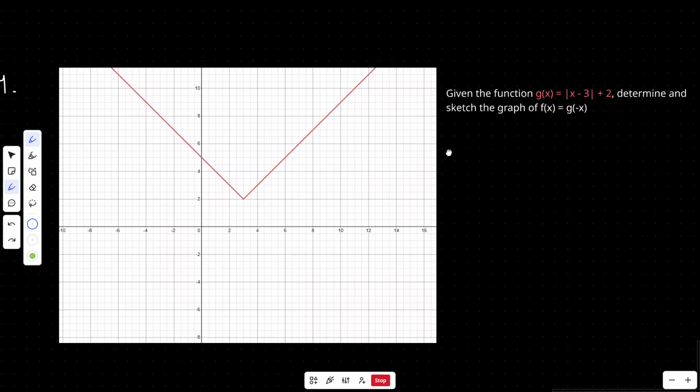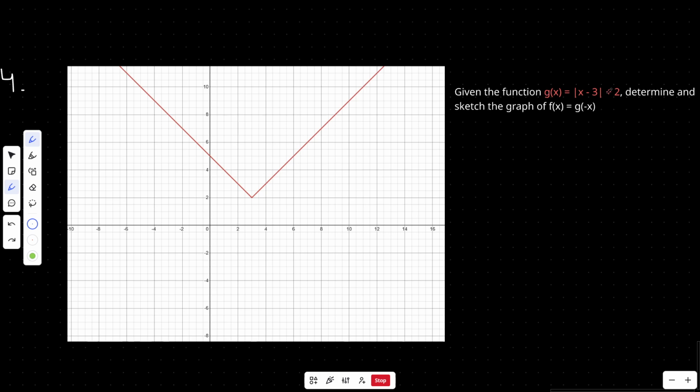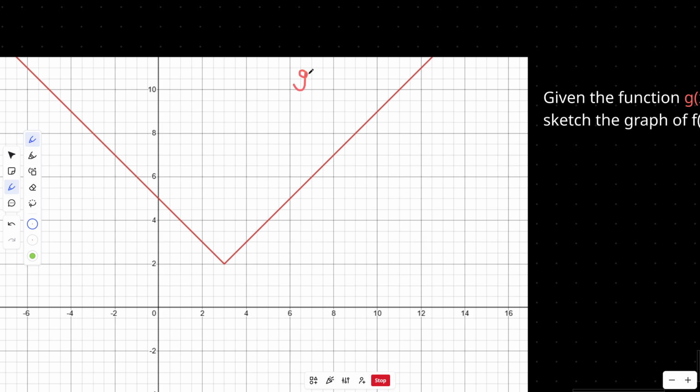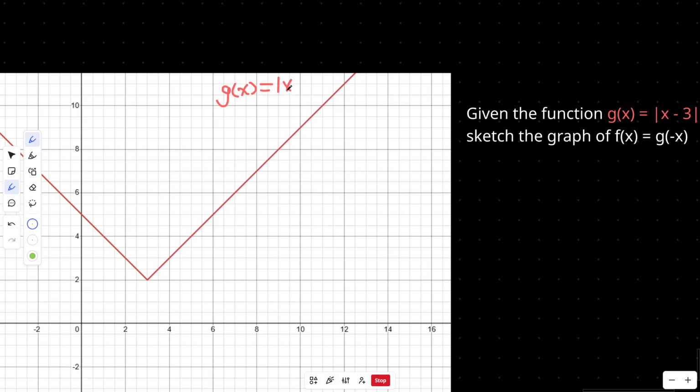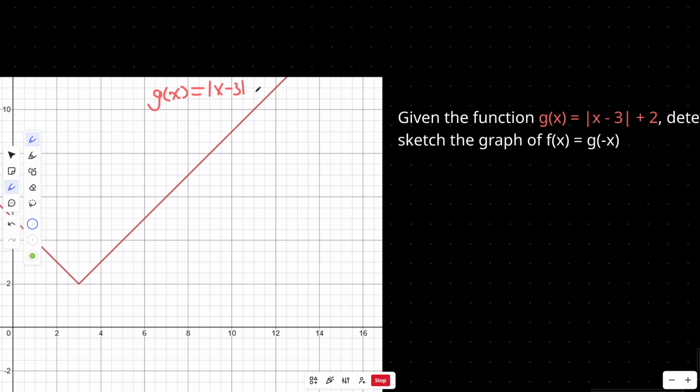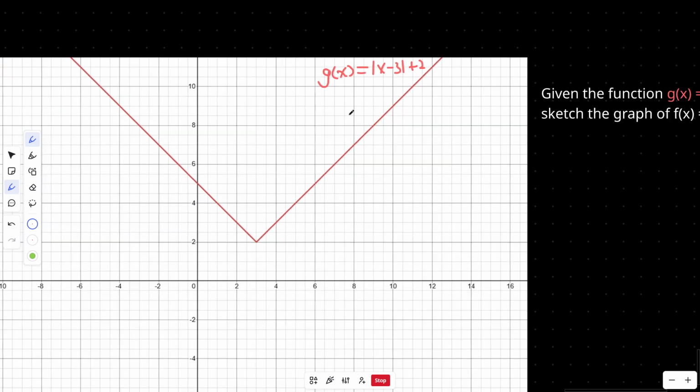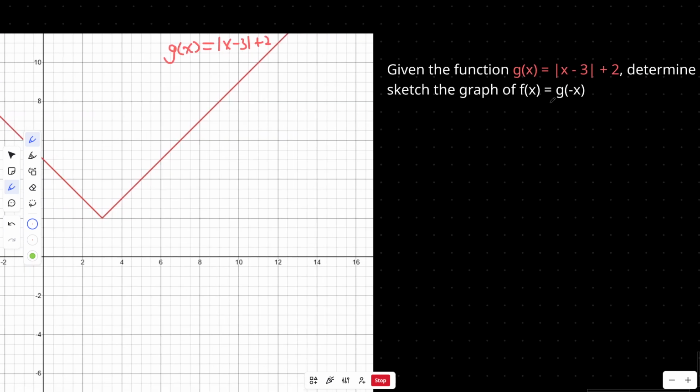It asks, given the function g of x is equal to the absolute value of x minus 3 plus 2, determine and sketch the graph of f of x is equal to minus g of x. So what we have here, g of x is equal to the absolute value of x minus 3 plus 2. And we're asked to sketch the graph of f of x.